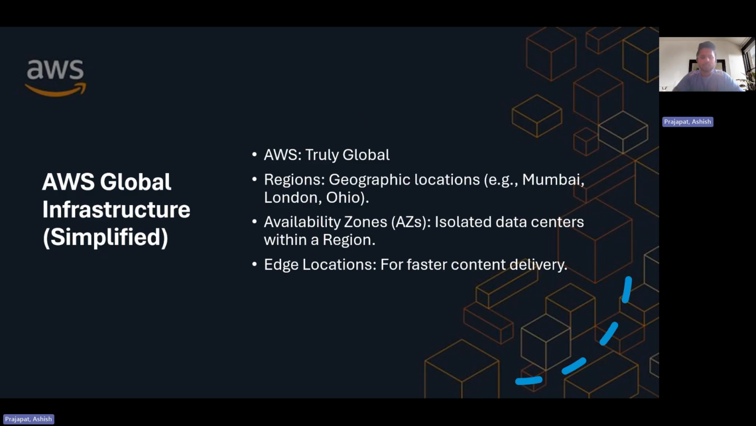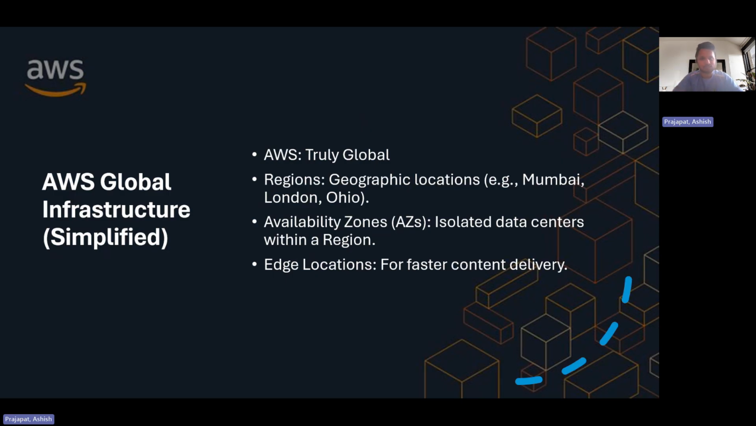So there is the AWS global infrastructure. Let's talk about that. AWS is truly global. This global network is what makes AWS so powerful and reliable. Your data is redundant and goes to your users, no matter where they are. That reduces the latency between the users and the applications deployed.